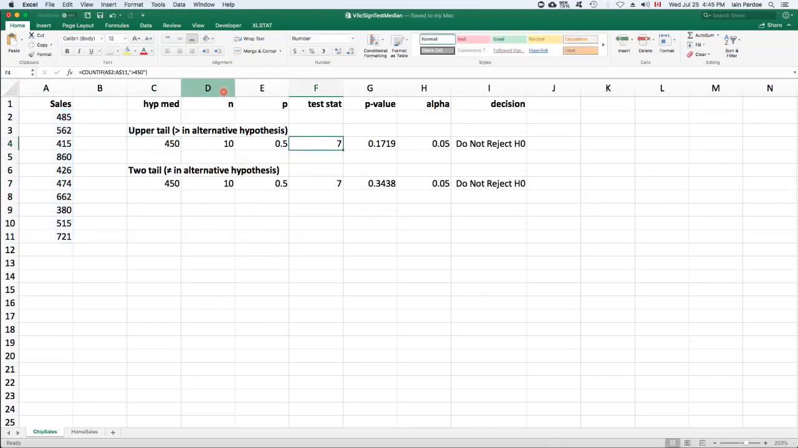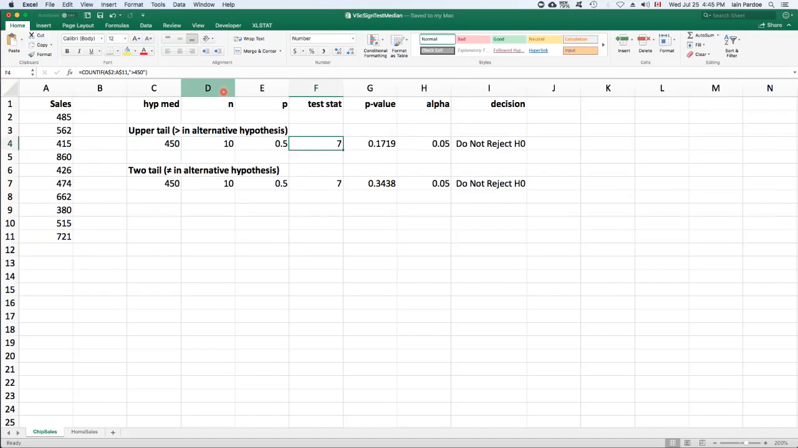And then we can think of this as an outcome from a binomial experiment with sample size 10 and probability of success 0.5. Given that we got a test statistic of 7, the p-value is going to be the probability of observing 7 or more successes in such a binomial experiment. So 7, 8, 9, or 10.